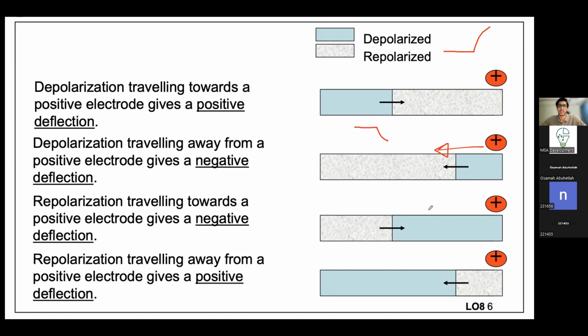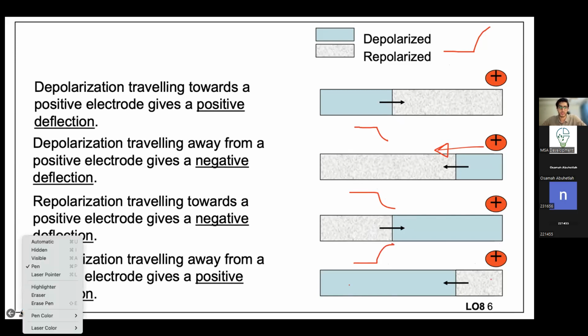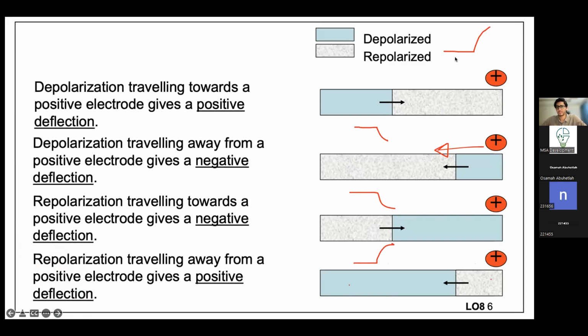Now, repolarization is the exact opposite. If a wave of repolarization spreads towards a positive electrode, we're going to have a negative or downward deflection, the tracing is going to go down. And the opposite is true if a wave of repolarization spreads away from the positive electrode. So if this is the positive electrode and repolarization is happening from here all the way to here, the trace is actually going to go up, in the positive direction. Is this clear now? Can I move on? This is a very important and pivotal principle to understand the rest of the lecture. I hope it's clear.